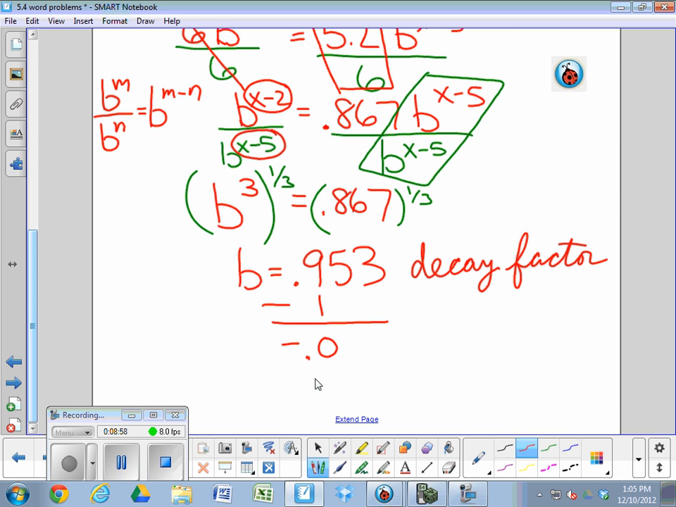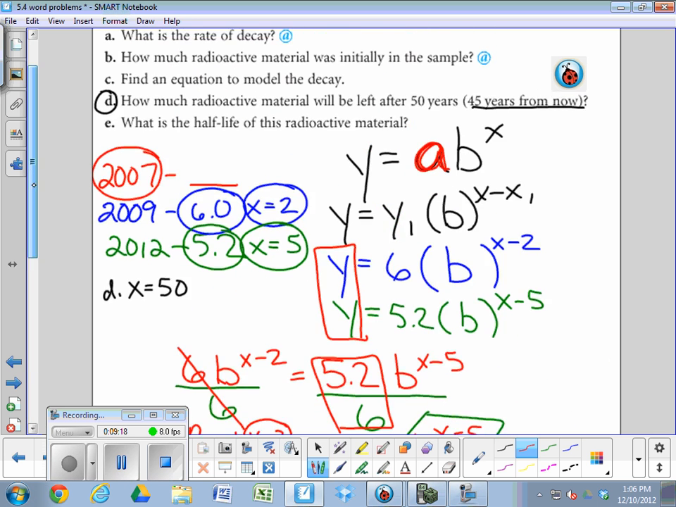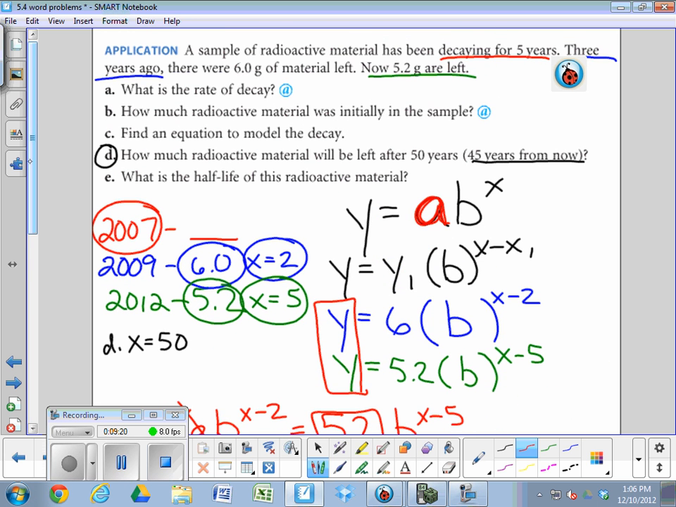That's why it's negative. Did you get negative 0.047 times 100 is negative 4.7. Did we round before? So it's about 4.7% decay. That's the decay rate. And what question was that? A. All that for part A.